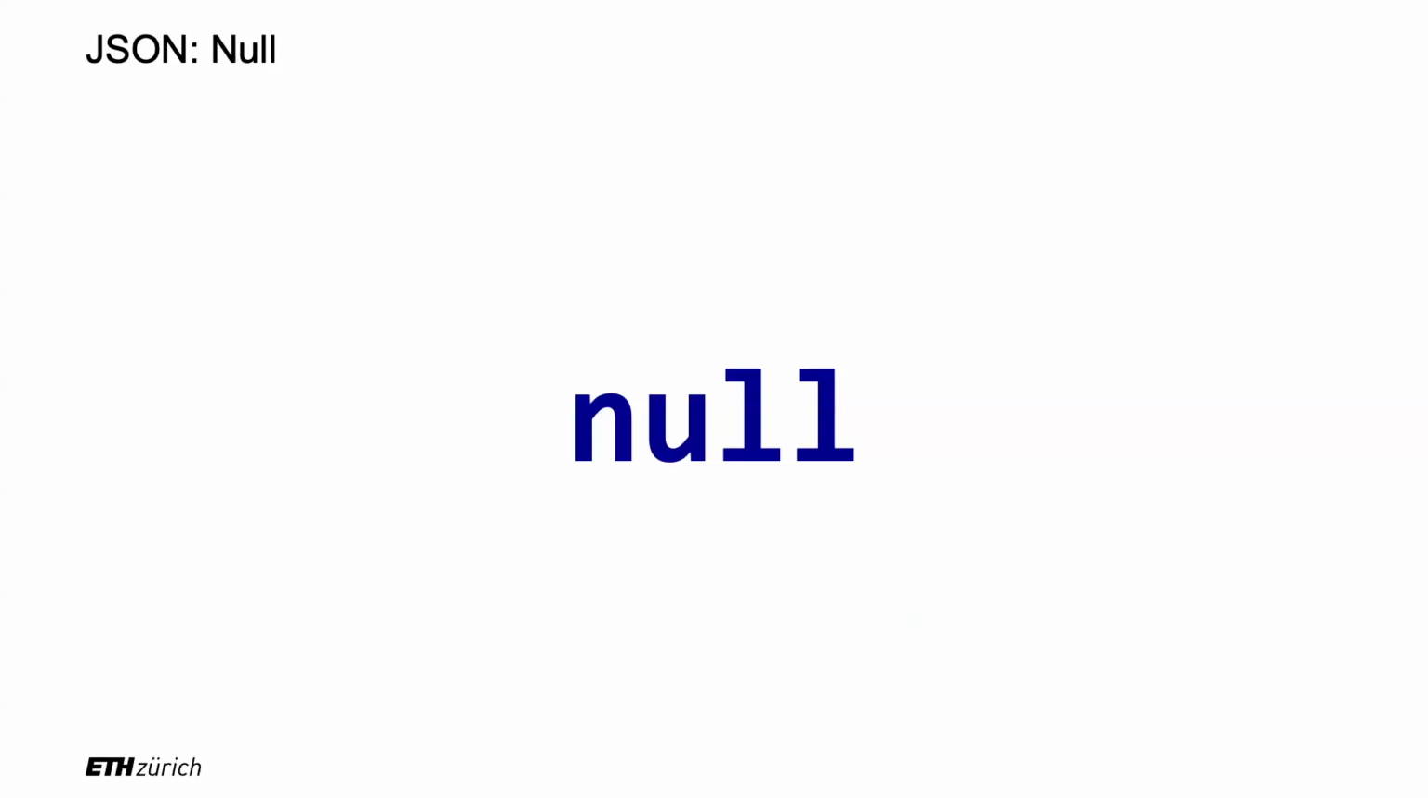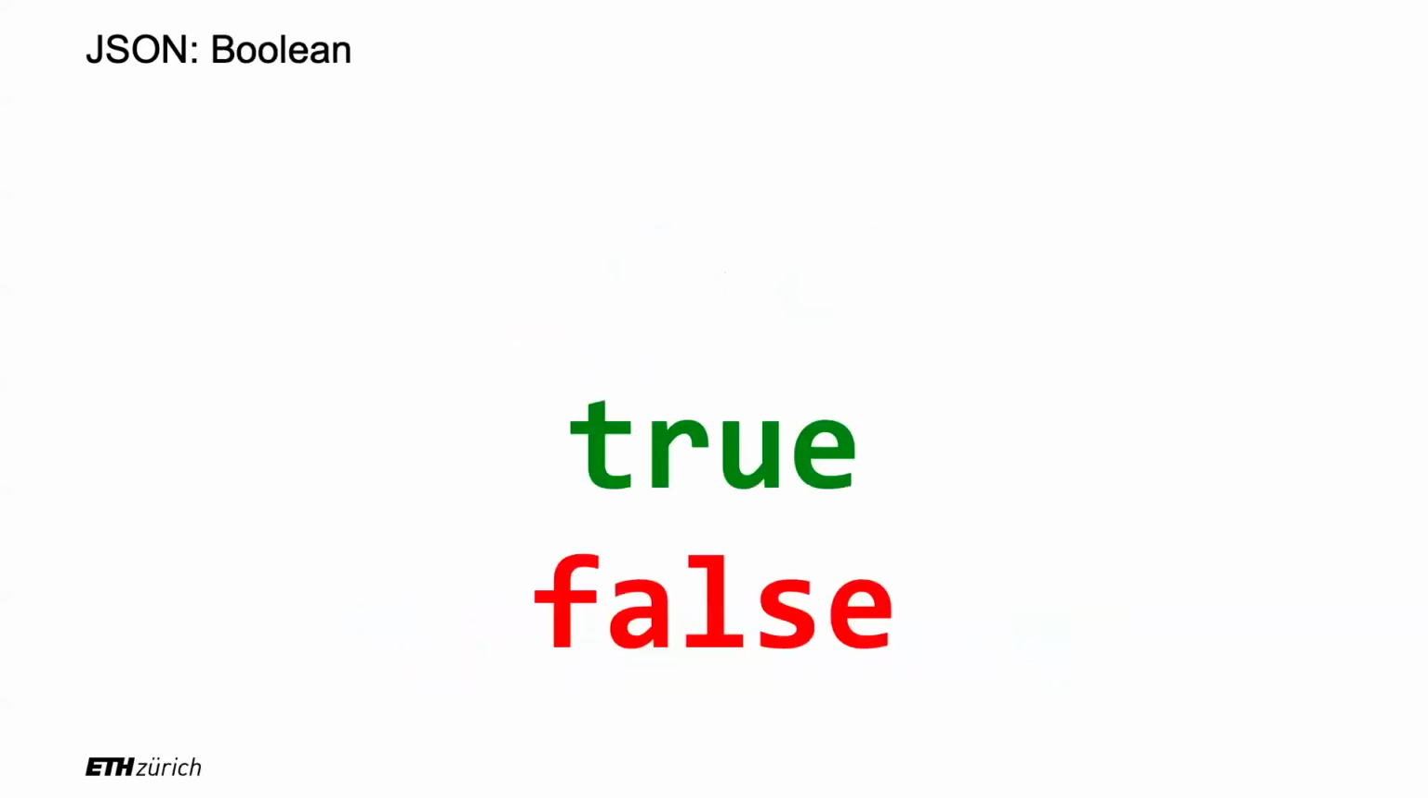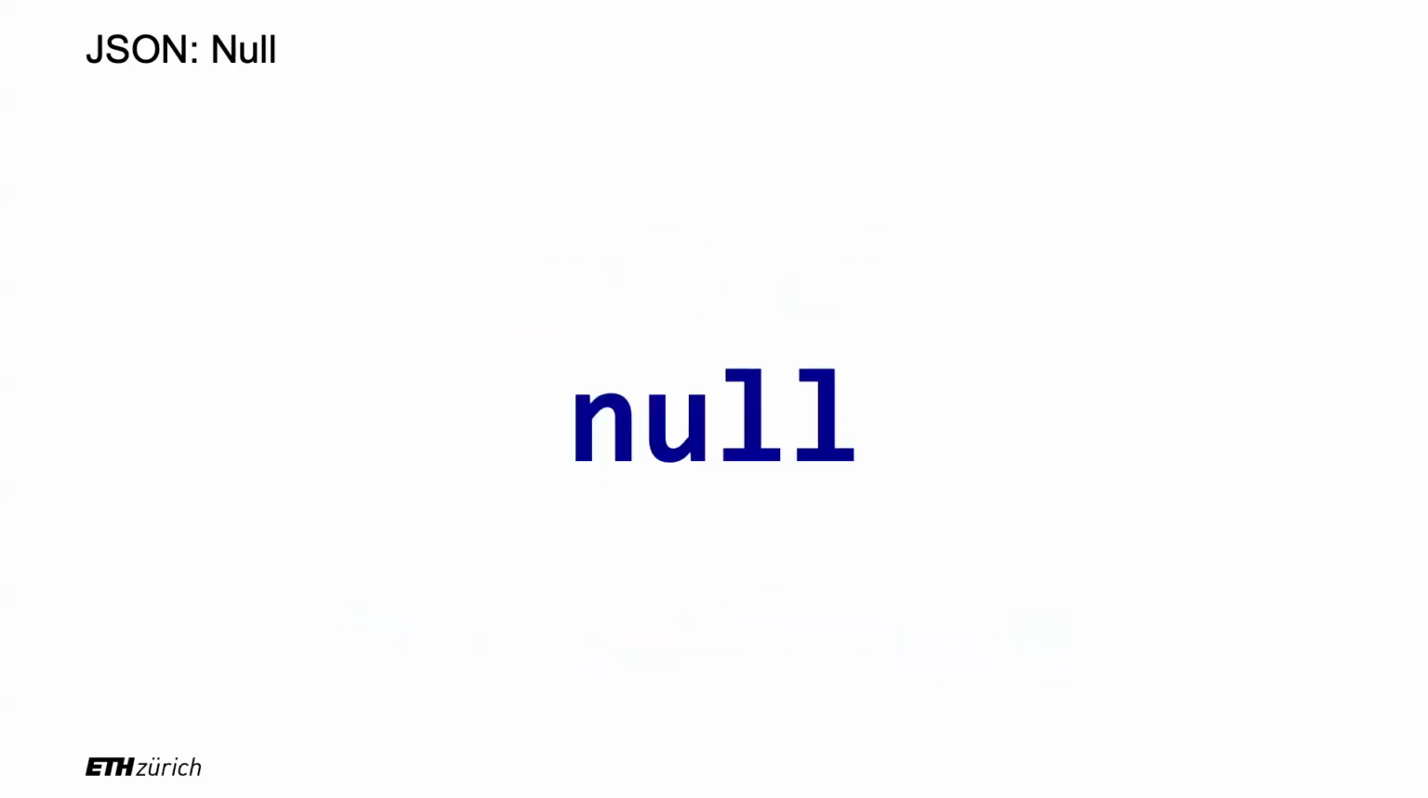These are the 4 atomic building blocks. Atomic because they don't have any structure, right? It's just atomic values. Plus the other 2 building blocks that have structure.